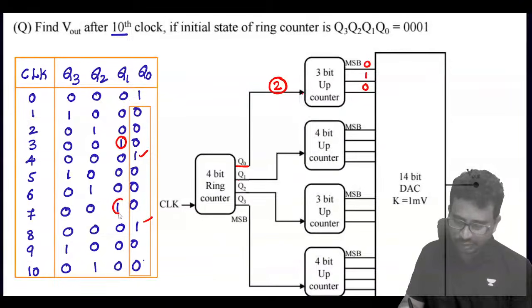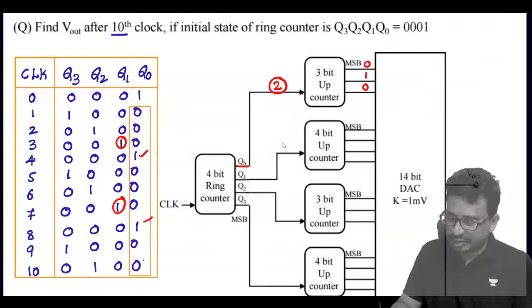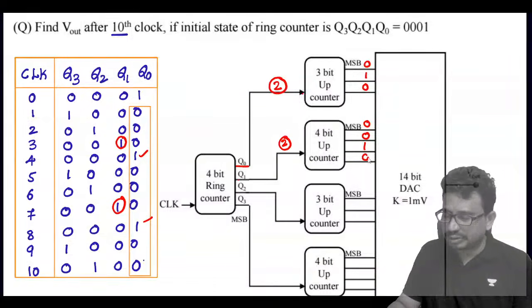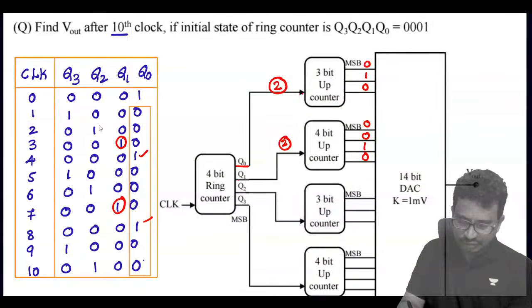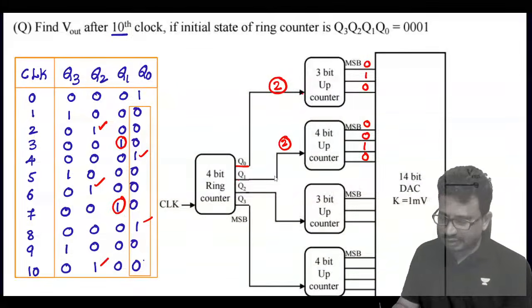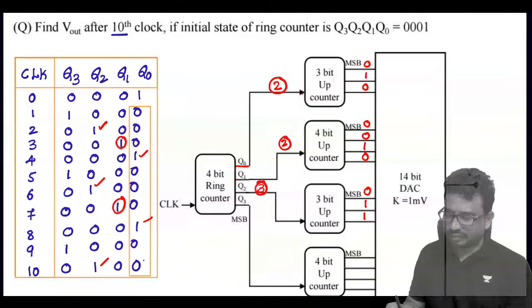This also 2 clocks only, 2 times only 1. So this also 2 clocks only. This is a 4-bit counter, 0 0 1 0. Next this one Q2, 1 2 3. 3 times is 1. So here 3 clocks are going. So then it will become 0 1 1.